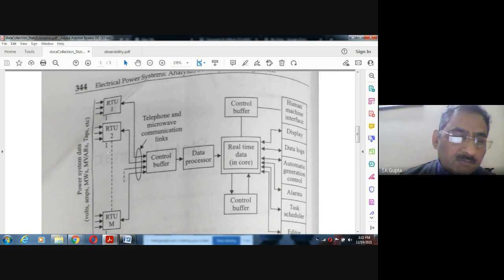The data measured may be in the form of voltage, ampere, megawatt, reactive power, active power, how much tap changing is required, what the circuit breaker conditions are. That data is measured here. This thing is called a supervisory control and data acquisition system. So the minimum number of data required here: the first thing is what is the minimum number of data required so that the whole system is completely observable. This is the first thing.